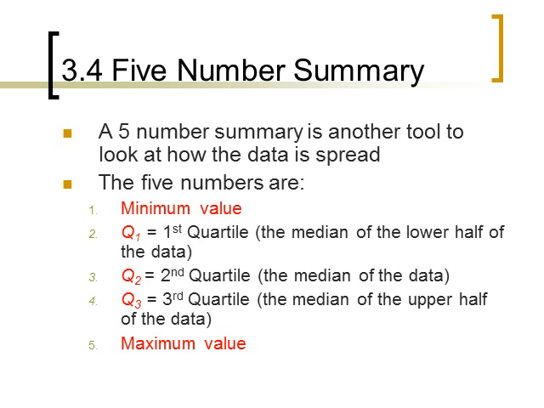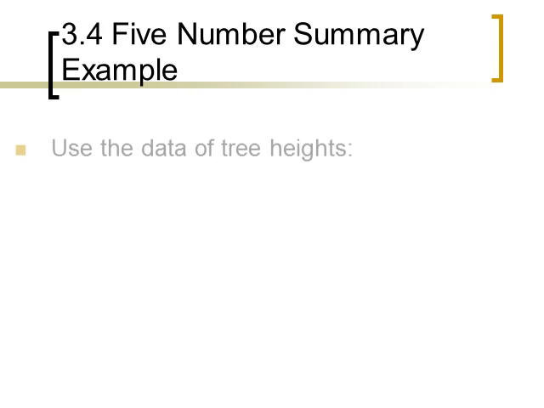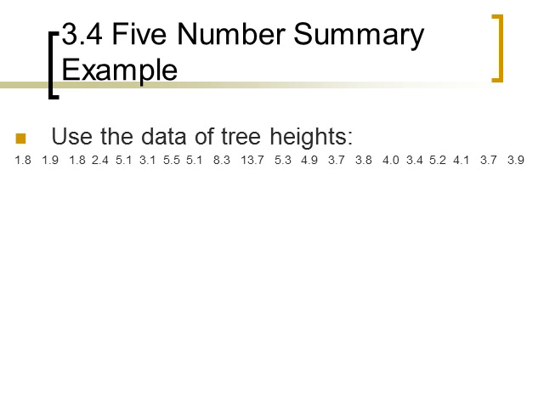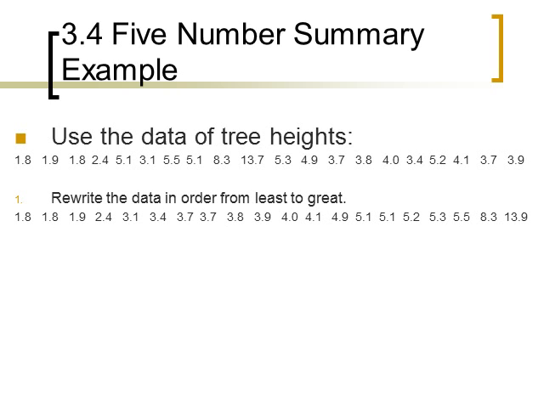The next slide is going to show you an example of how we calculate a 5-number summary, and then we will learn how to create a box plot. Here's data that shows tree heights, and we want to use this data to create a 5-number summary. First, make sure that your numbers are written in order from least to greatest. So I've rewritten all the values in order from low to high.